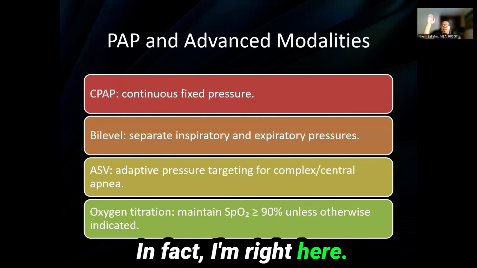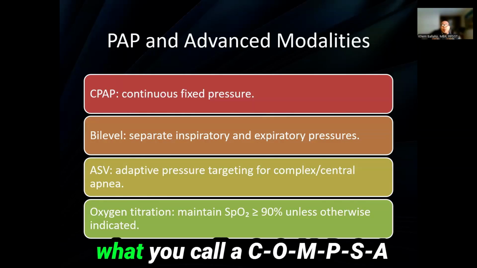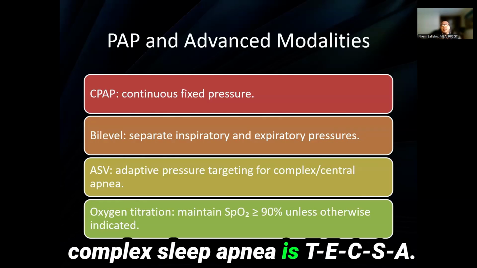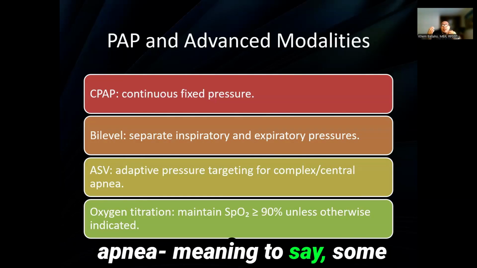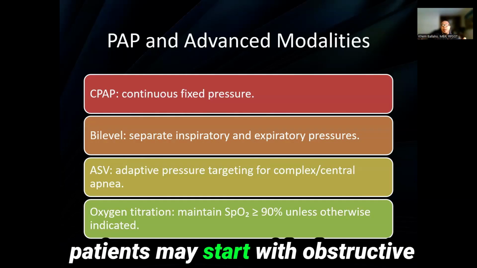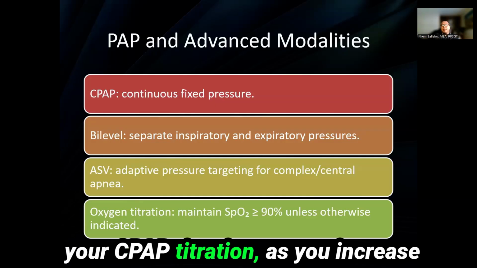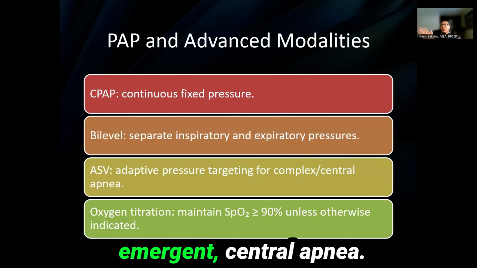In fact, I'm right here. I have central apneas as well as obstructive, and I am what you call a COMPSA. The other term for COMPSA or complex sleep apnea is TECSA, treatment emergent central sleep apnea. Meaning to say, some patients may start with obstructive apneas, but as soon as you initiate your CPAP titration, as you increase, their centrals emerge, right? Therefore, treatment emergent central apnea.